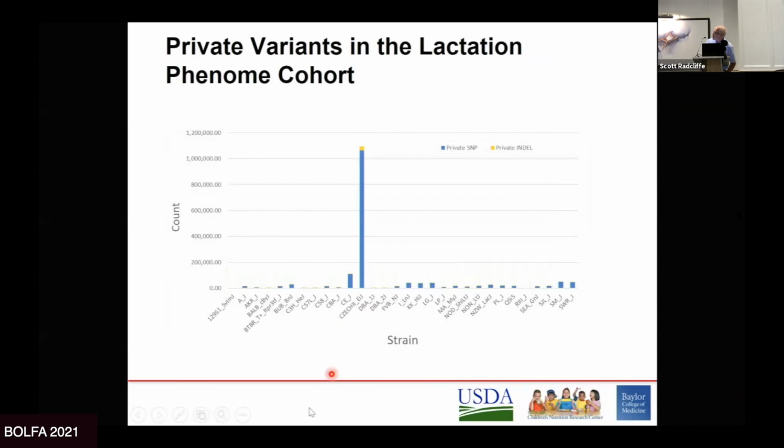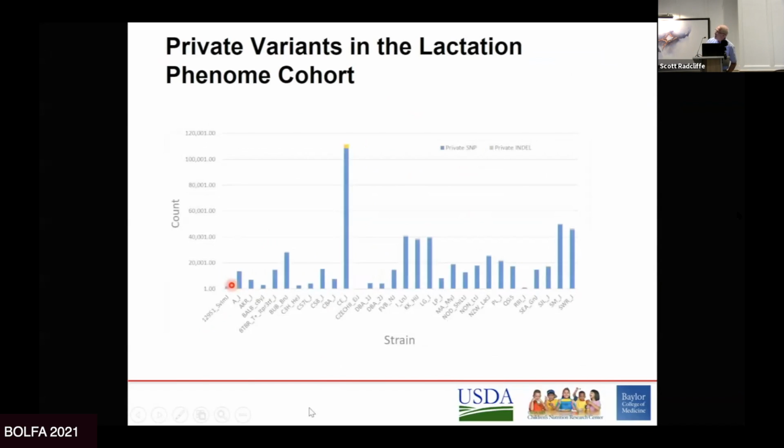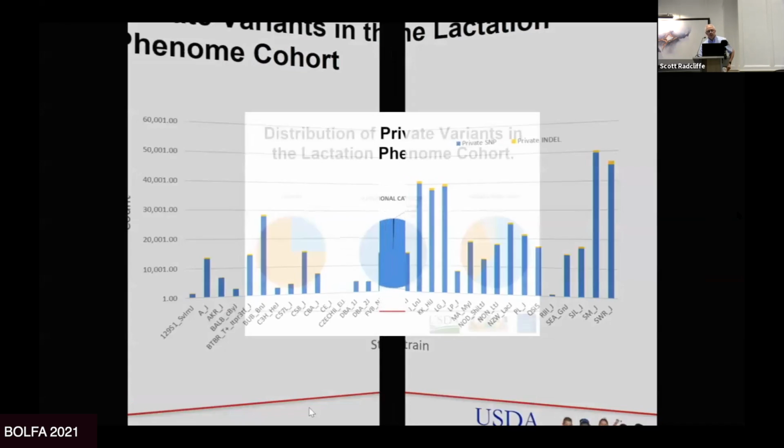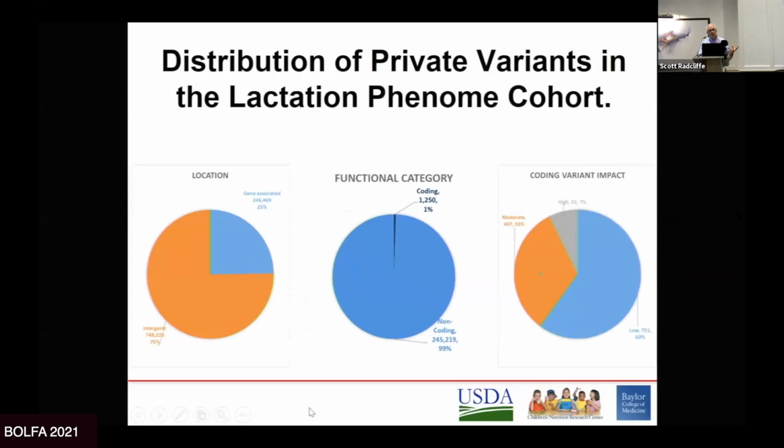These are just the private variants. So the Czech, even as private variants, has about 1 million, and the rest of them have somewhere around 50,000 or so. You can subtract the Czech out and you see the more accurate numbers of what's going on with those mice. So we filtered out all of these private variants, and then we started, first off, just categorizing them by what they do and where they are.